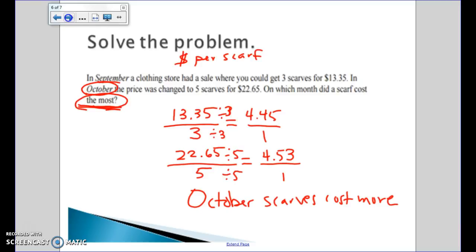Okay, so I think that's it for today. Yes, it is. So just keep in mind, we're just going back to unit rates and using what we know about proportions and ratios to compare prices.